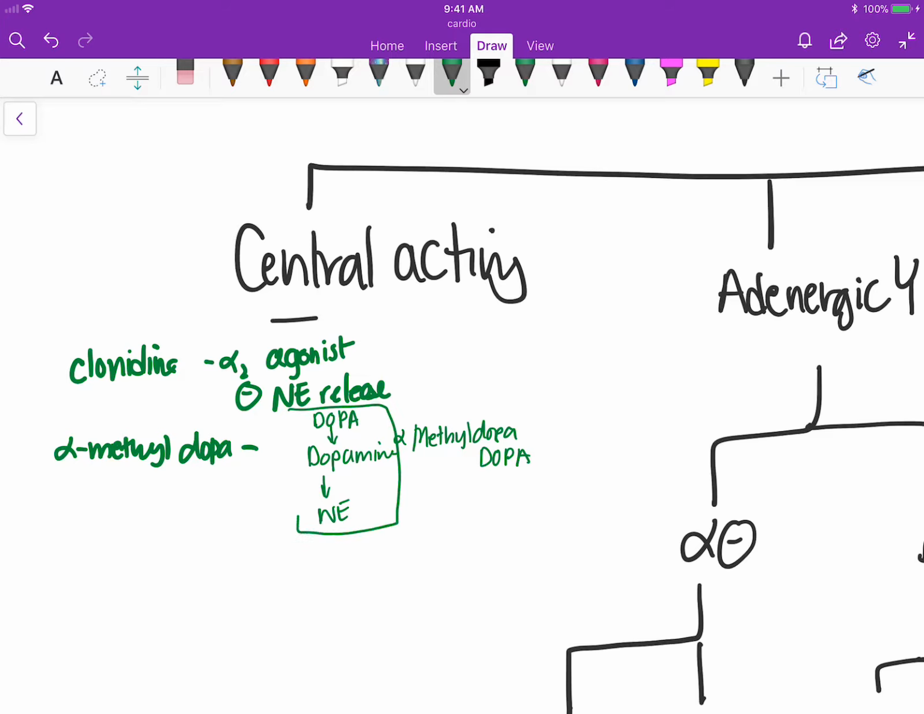This is a normal pathway. So I can maybe put it in a different color. Okay, this is a normal pathway. Dopa makes dopamine and then norepinephrine. So alpha methyl dopa takes the place of that, and basically it blocks the formation of norepinephrine. So there are two different mechanisms, but that's what that is.